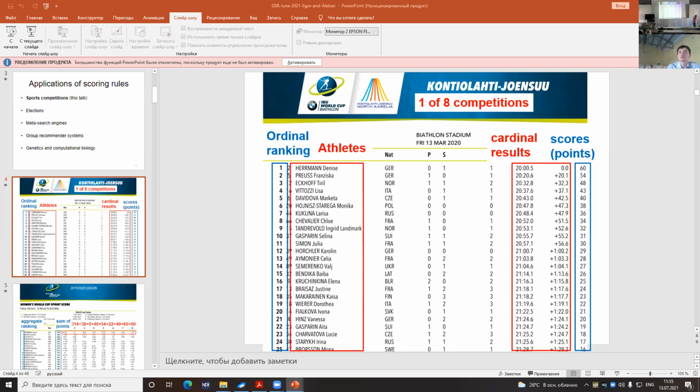IBU Biathlon World Cup, they use a scoring rule with a scoring vector: 60 points for the first position, 54 points for the second position, 48 points for the third position, and so on. You can see this points vector on the right. And this points vector is fixed for every competition for all seasons. So in every one of these 8 events, the points vector is the same. And the points correspond one-to-one to the ordinal position of each competitor.